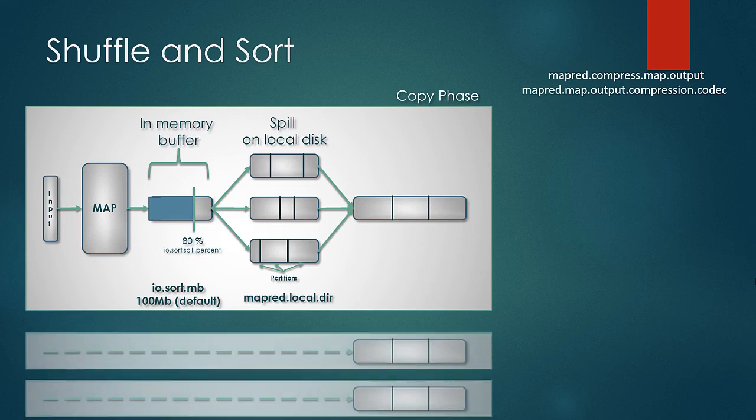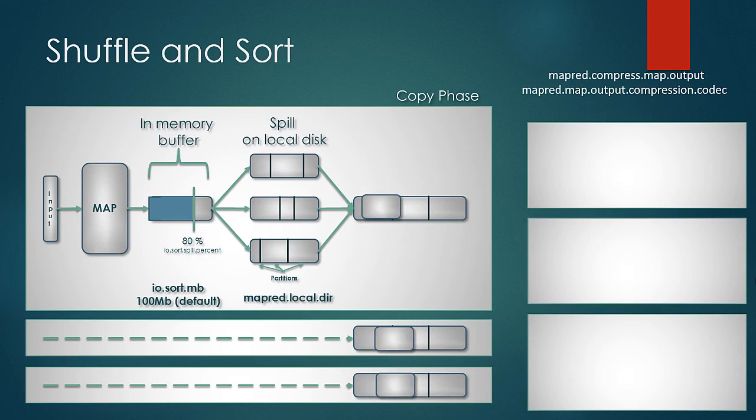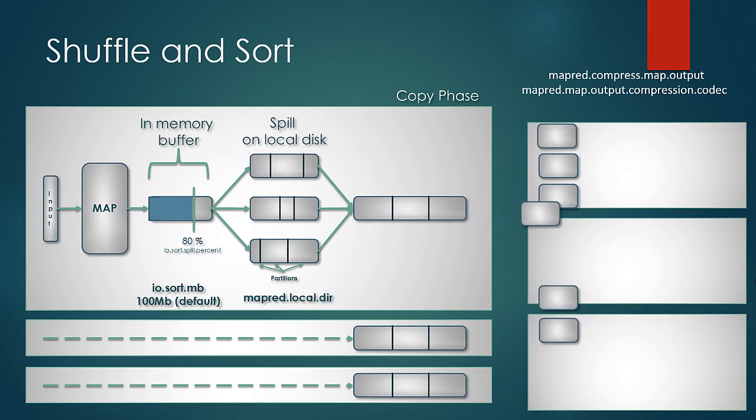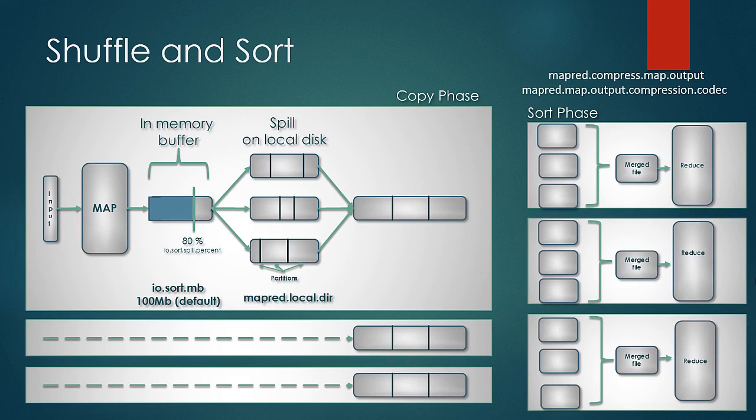There would be many map tasks running and they may finish at different times. As soon as they finish, they notify the job tracker or the application master, which asks the reducer to copy the result to the local disk. And so the partitions are copied by the reducer over the network. After this comes the sort phase, in which the reducer merges the map outputs, which are then fed into the reducer to create the final result.